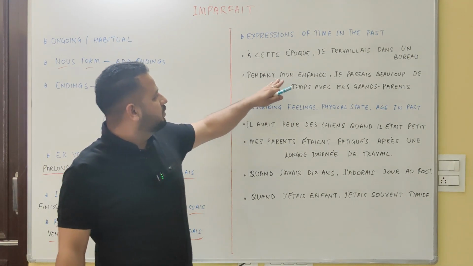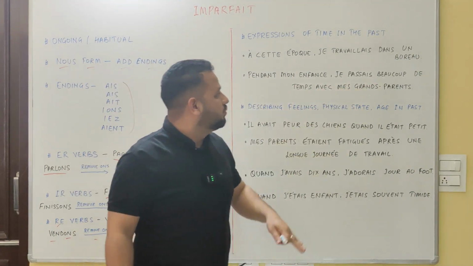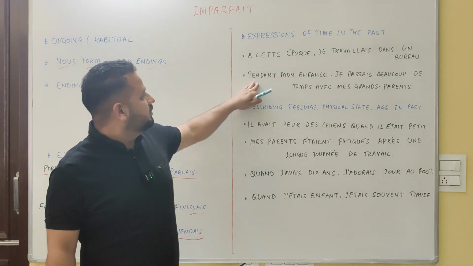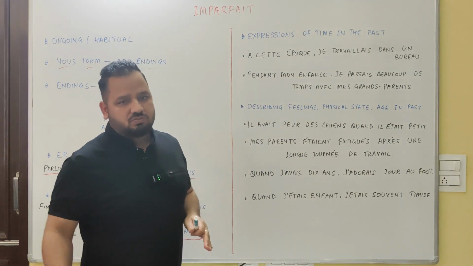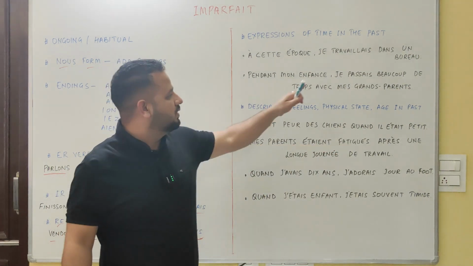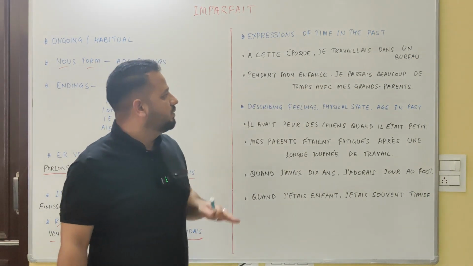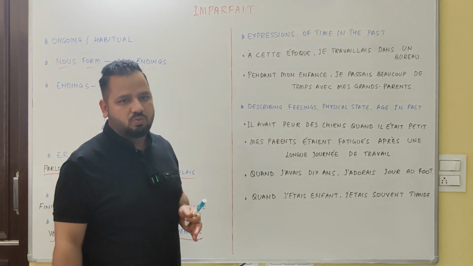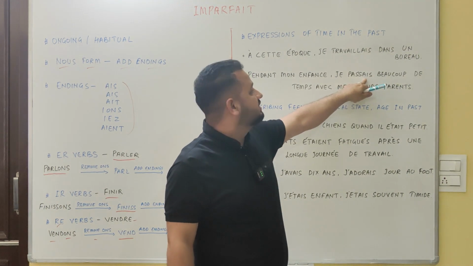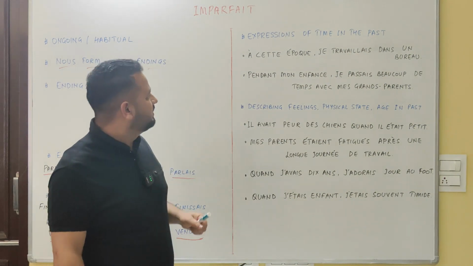One more example. Pendant mon enfance, je passais beaucoup de temps avec mes grands-parents. During my childhood, I used to spend a lot of time with my grandparents. Correct? Passais, travaillais, these are imparfait endings, right?